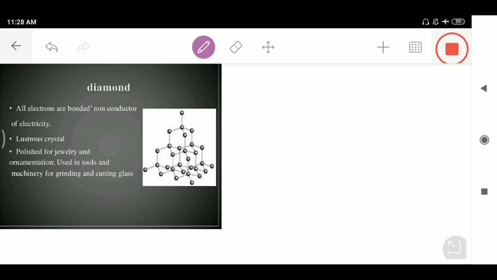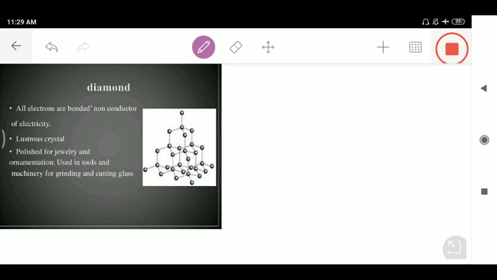Let's discuss the structure of the diamond. Last time I gave you a short glimpse regarding the structure of the diamond. I told you that this diamond is a giant molecule of carbon atoms, and each carbon atom in the diamond crystal is linked to four other carbon atoms by strong covalent bonds. The four carbon atoms are at the four vertices of the regular tetrahedron. According to Le Bel and Van 't Hoff, all four valencies of the carbon are directed towards the four corners of the regular tetrahedron.